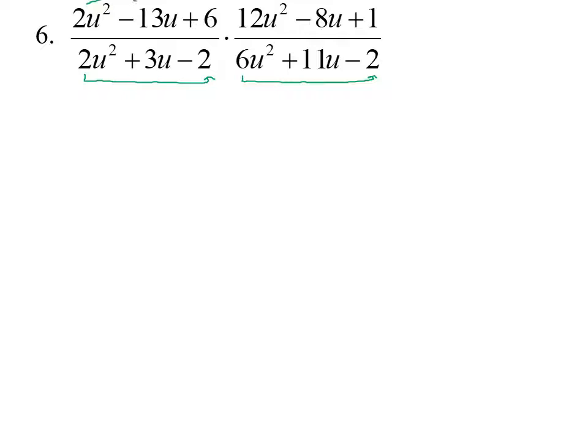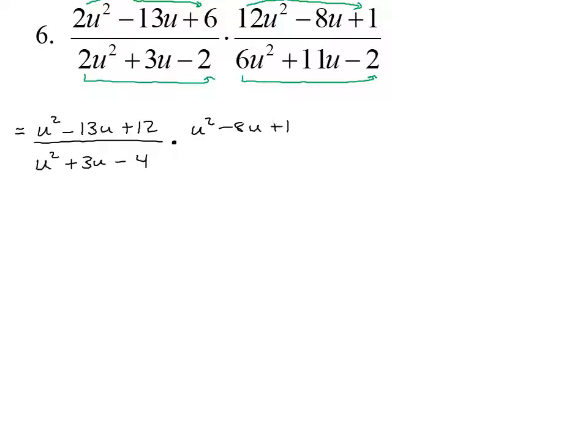So I don't know if you can see this arrow on this top part, but I am doing the 12 times the 1 and the 2 times the 6. So I'm going to rewrite this as u squared minus 13u plus 12. Then I'm going to write the bottom one as u squared plus 3u minus 4. Then I'm going to do u squared minus 8u plus 12. And then u squared plus 11u minus 12.